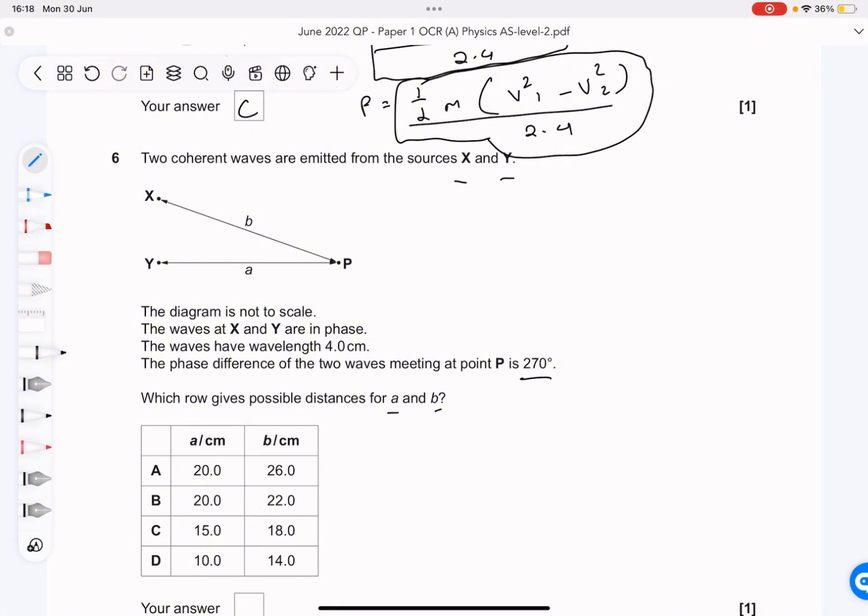So, 270 is a weird phase difference because it's not constructive and it's not destructive either.